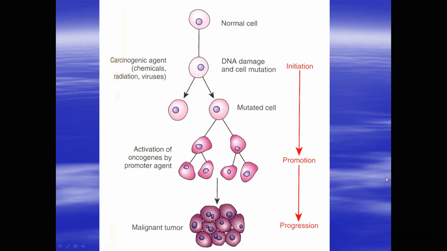It remains to comment on one more aspect of the cell injury caused by some agents such as chemicals, radiation, and viruses, producing DNA damage and cell mutation, producing a mutated cell. This is the initiation of a pathogenic mechanism ending in the formation of a malignant tumor. Because of the importance of this phenomenon, it deserves more attention and will be commented on during the next lecture.